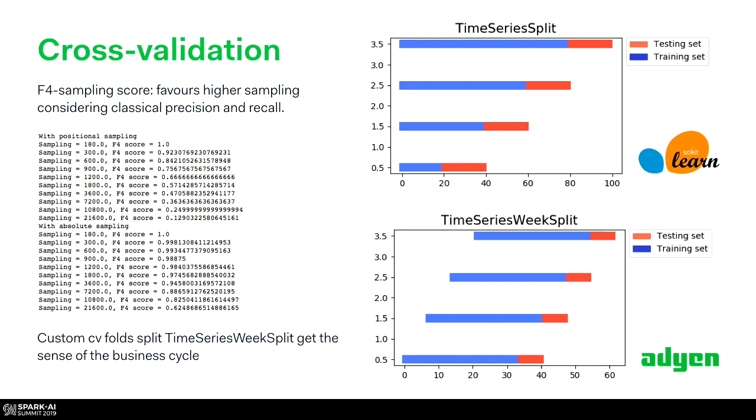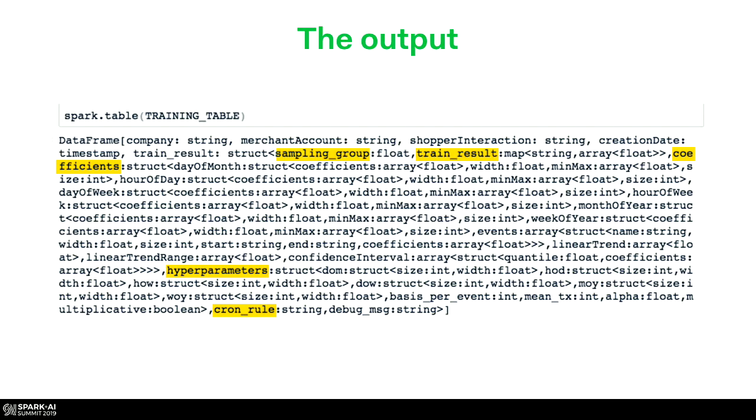Once we have done all this, we come up with the output, which is a data frame that contains, highlighted there in yellow, a sampling group, the train results, the coefficients, the hyperparameters, and a cron rule. The cron rule will drive when we fire those monitors in the real-time environment, because it needs to be consistent with the sampling. I won't get deep into that. It's something you need to do so that you are scoring and sampling at the same time, to keep consistency of the timestamps.